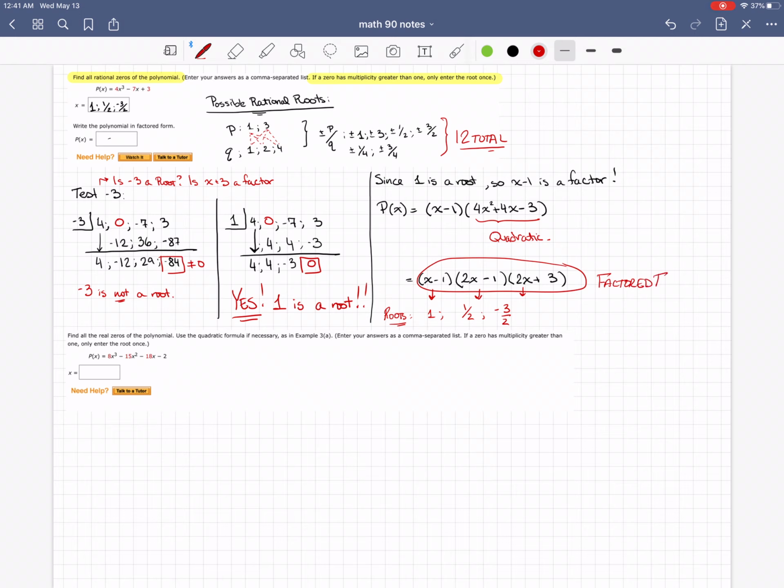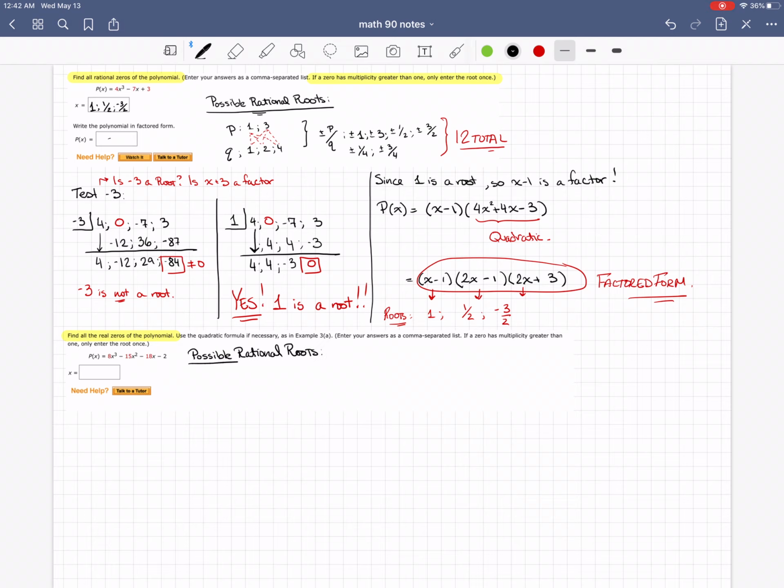Okay, so now let's look at another problem. The instructions are a little bit different. It says find all the real zeros of the polynomial, and then it says use the quadratic formula if necessary. And again, if it has multiplicity greater than 1, only enter the root once. So just like before, even though this is a different problem, you'll notice that our go-to first move is to write out the possible rational roots.